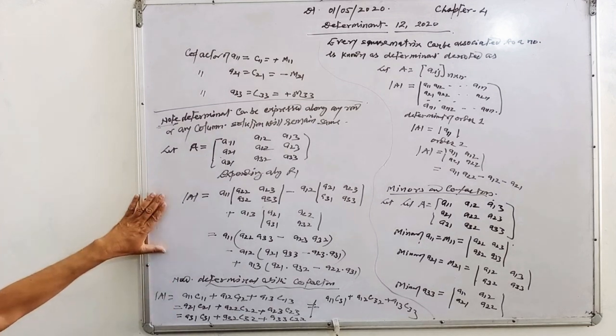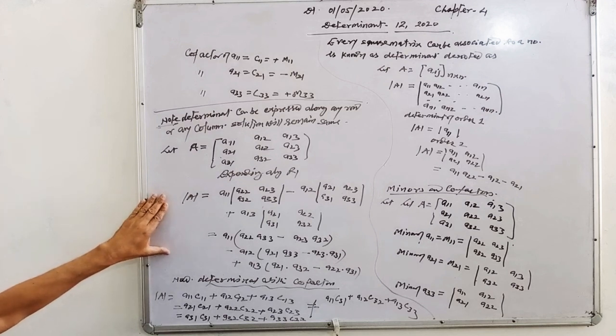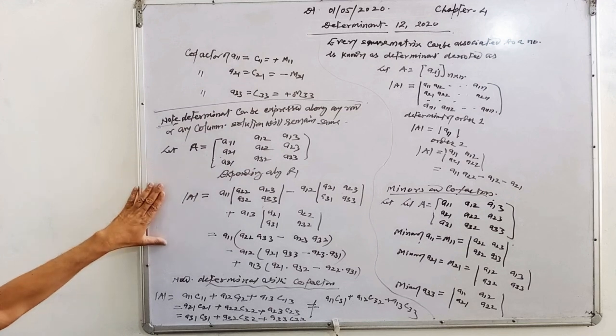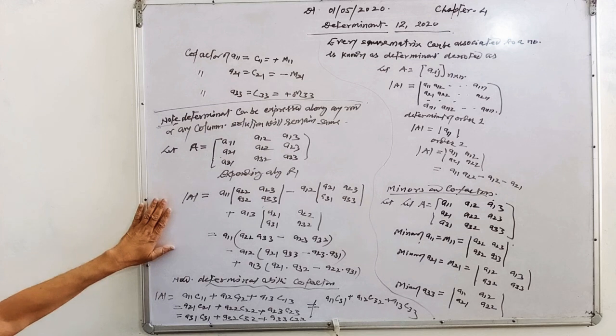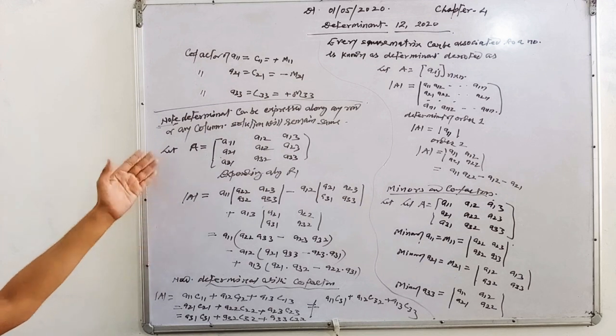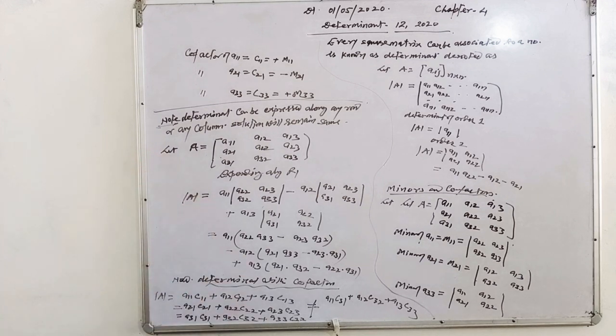So when you find the determinant of any square matrix, you can expand along any row or any column. How to expand, you have seen here. Okay.